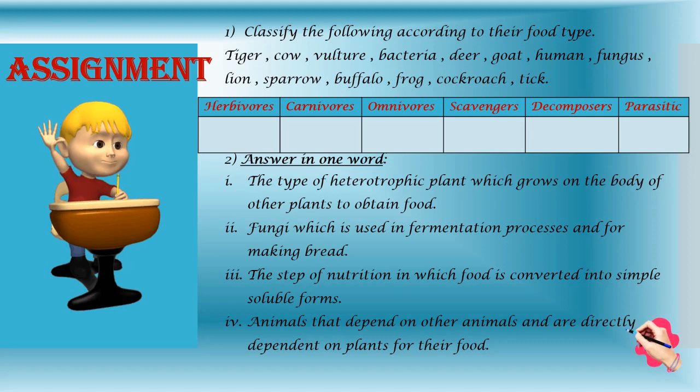So the first question is, the type of heterotrophic plant which grows on the body of other plants to obtain food. Then the second question, fungi which is used in fermentation processes and for making bread. Then the third question, the step of nutrition in which food is converted into simple soluble forms. Then the fourth question, animals that depend on other animals and are indirectly dependent on plants for their food.